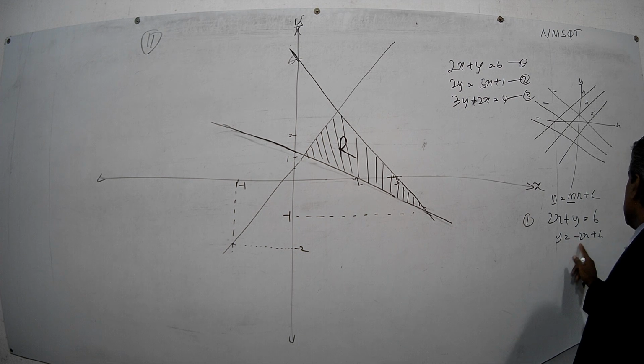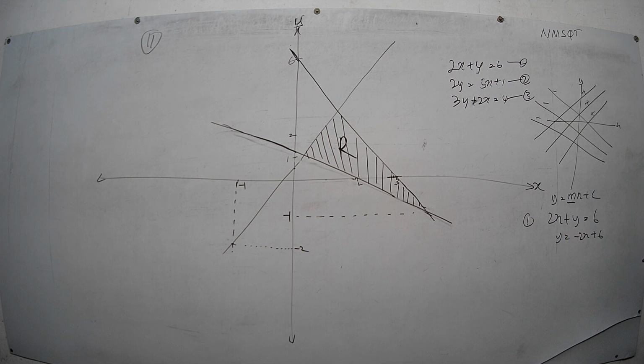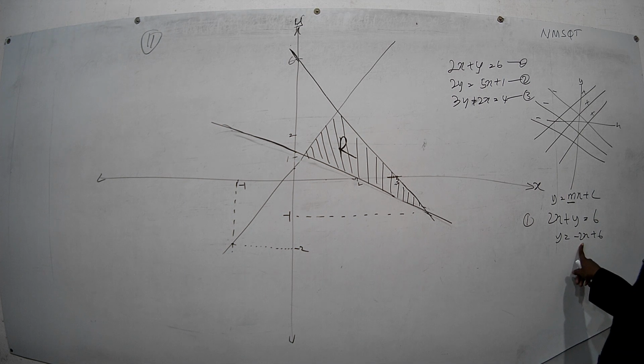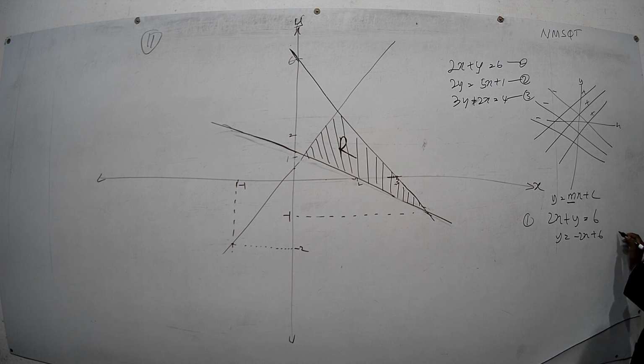This is a negative gradient, see. Now it has been converted into the form y equals mx plus c. The m value is the coefficient of x. This coefficient of x is minus 2. Then here we have a negative gradient. We can write negative gradient line. Right, then second one.